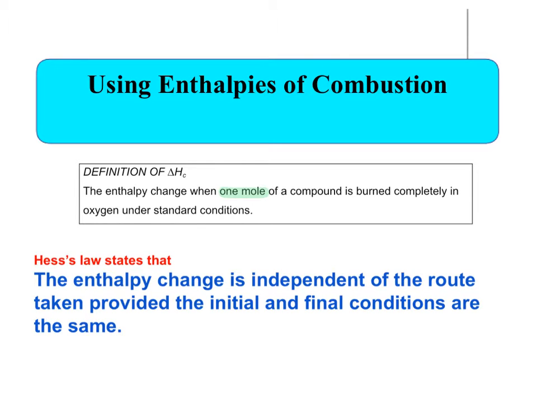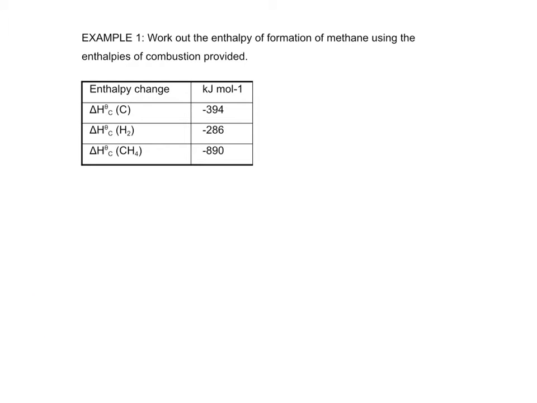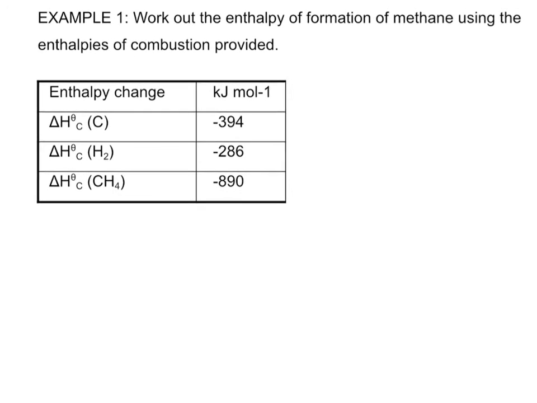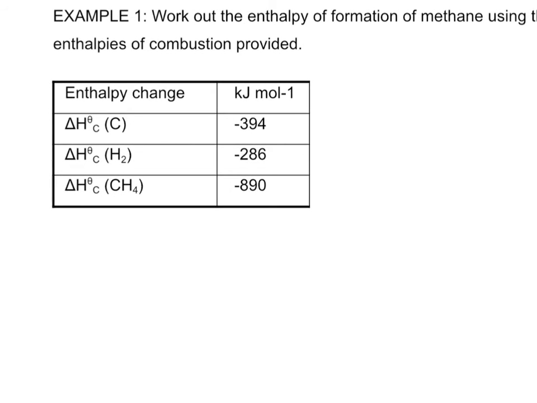We're going to use Hess's law again, so again a quick refresher. Hess's law states that the enthalpy change is independent of the route taken, provided the initial and final conditions are the same. Now if we consider example 1 on page 47, we are asked to work out the enthalpy of formation of methane, but we are given 3 delta HC values. Now let's just revise what these delta HC values are.